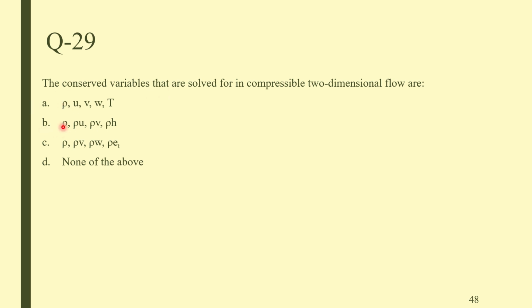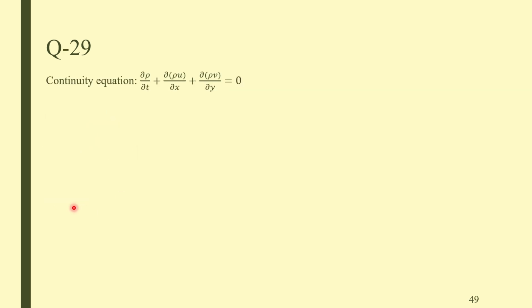Option B, rho u, rho v, rho h. We would not be establishing rho h. Instead, we would be establishing rho et. So the answer is option C. Here, although the flow variables are right, the energy variable is wrong. So the answer is option C. We would be establishing rho v, rho w, and rho et. Option C is the right answer. So we'll just look at the equations once.